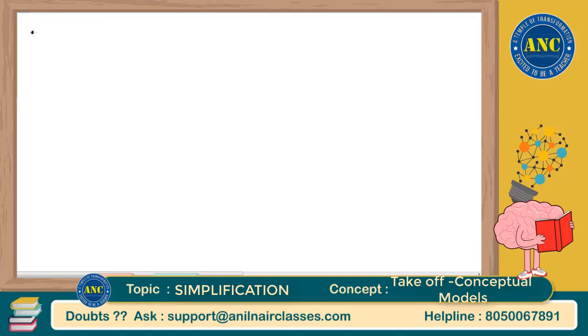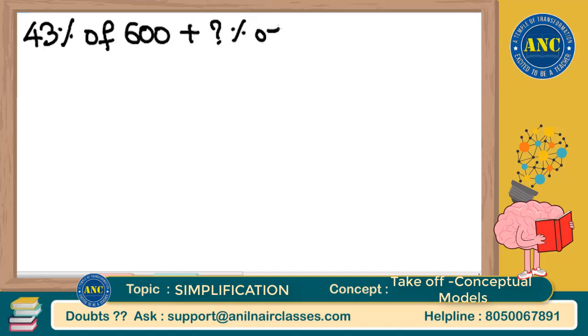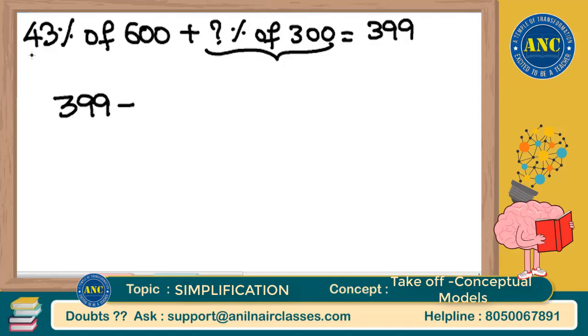Suppose another question. 43% of 600 plus question mark percentage of 300 is equal to 399. Now keep this question mark term on the left hand side. Right hand side becomes 399 minus 43% of 600. Now 43 percentage means percentage, remove it, 2 zeros cancel. 43 into 6. 40 into 6 is 240, 3 into 6 is 18. It is 258. That means my right hand side is 399 minus 258.